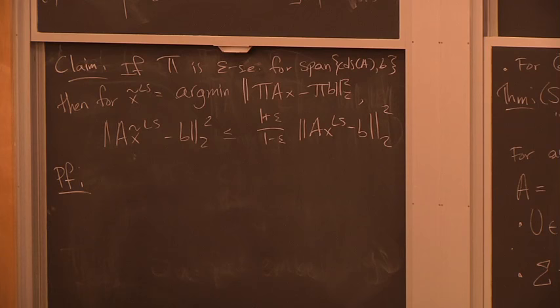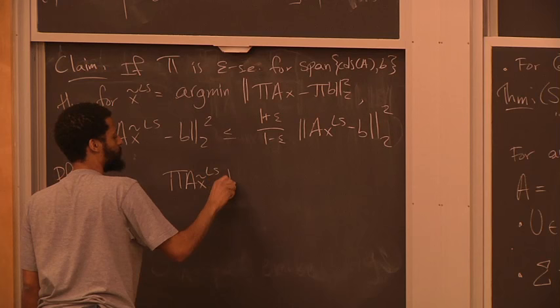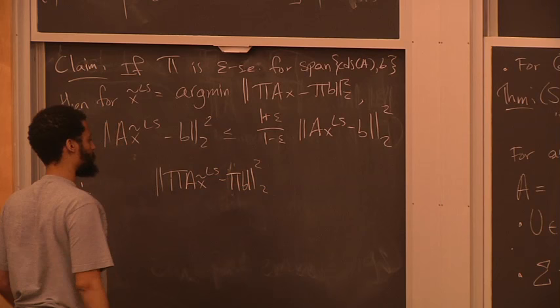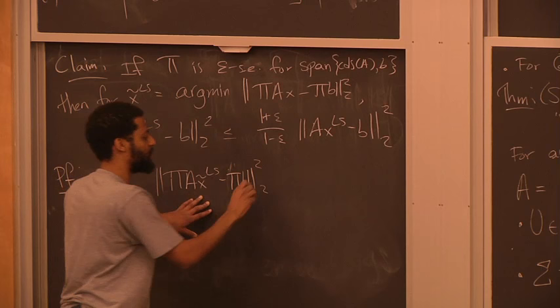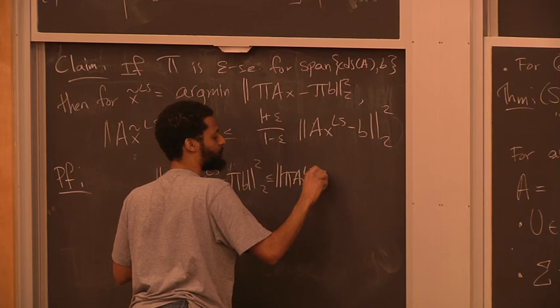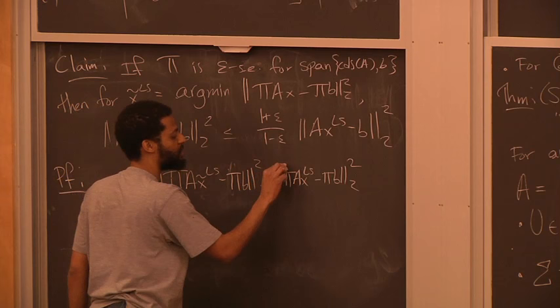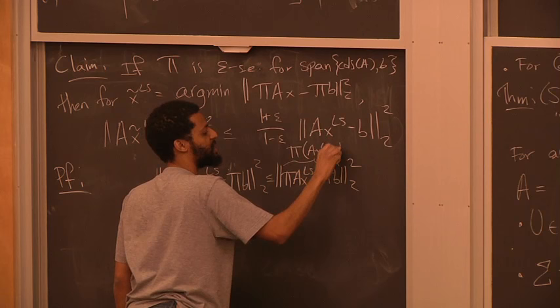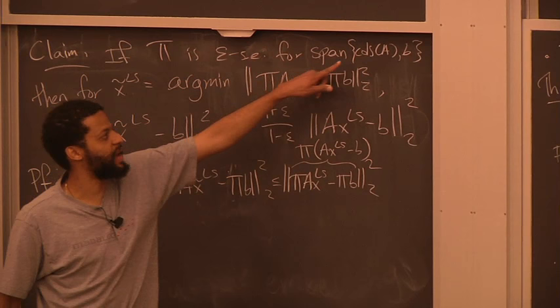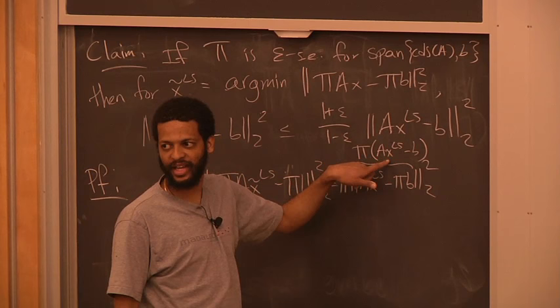It's going to be something very simple. First of all, we know that this is true. This x tilde ls is the optimal solution for this regression problem. So in particular, it does better than x ls does for this regression problem. X tilde ls is the minimizer. But what is this vector? This vector is pi times A x ls minus b. And we said that pi preserves everything in the span of the columns of A as well as b. Well, this vector is in the span of the columns of A and b, so pi preserves it.